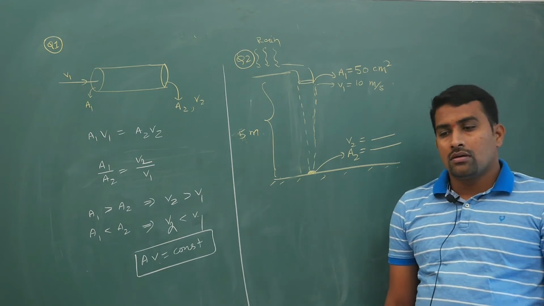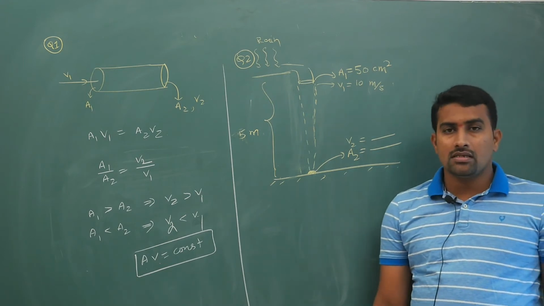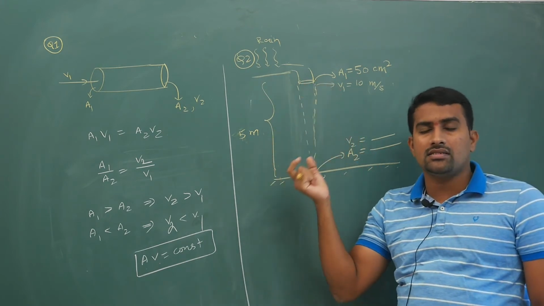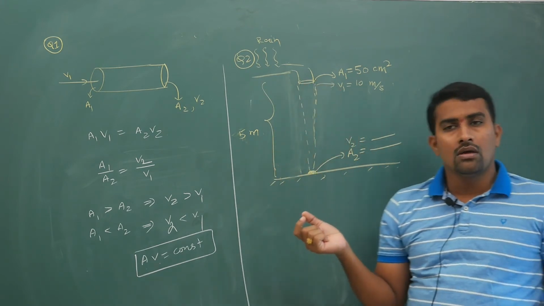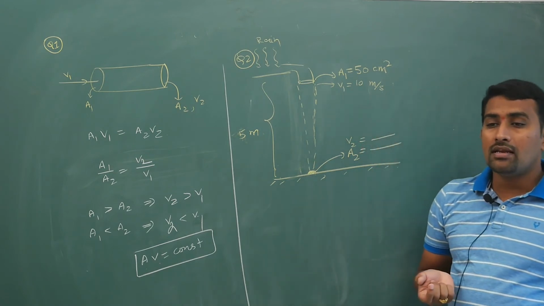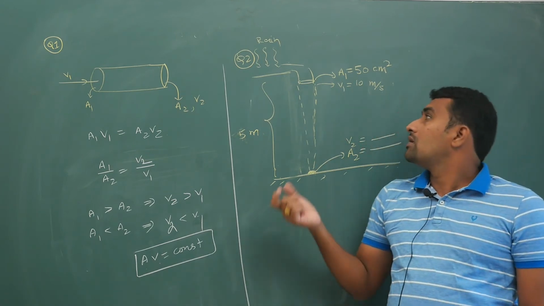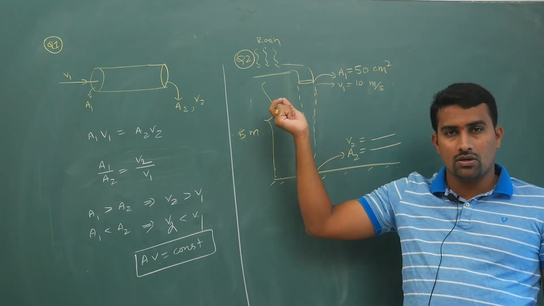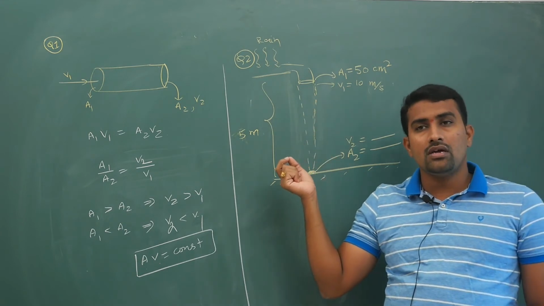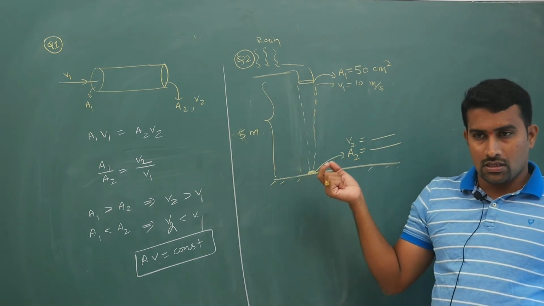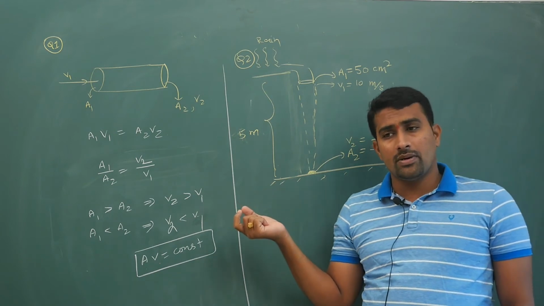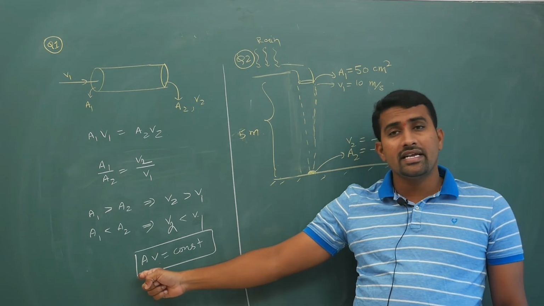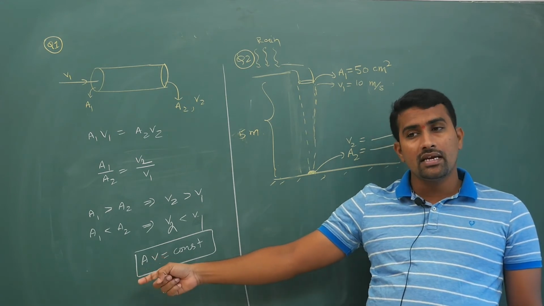Now here, as the fluid flow keeps going downwards, what will happen? Your velocity will increase, because your water initially has kinetic energy as well as potential energy, water molecules. As this keeps coming down, your kinetic energy will increase. So if kinetic energy is increasing, automatically speed will increase. So as I have discussed, if V increases, A decreases. If V decreases, A will increase.